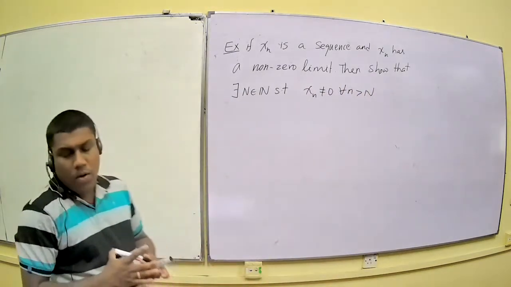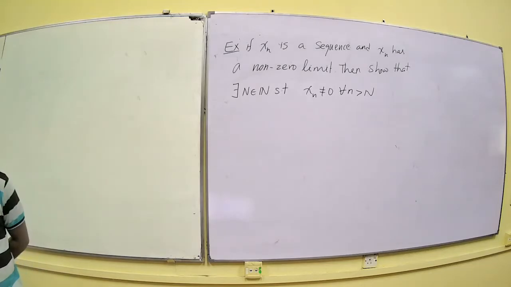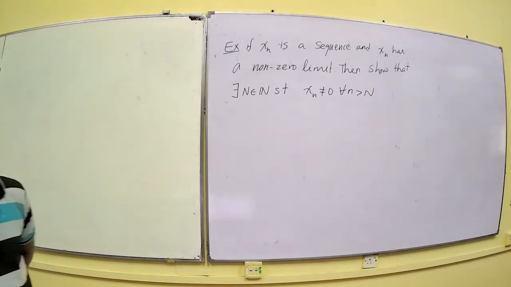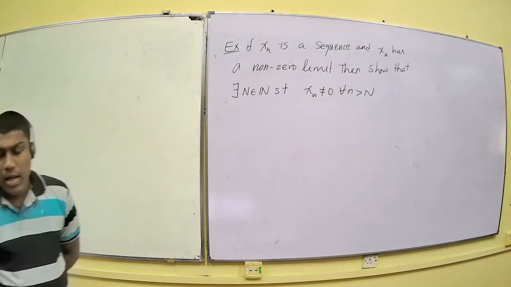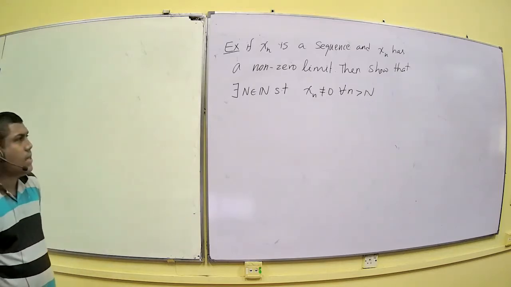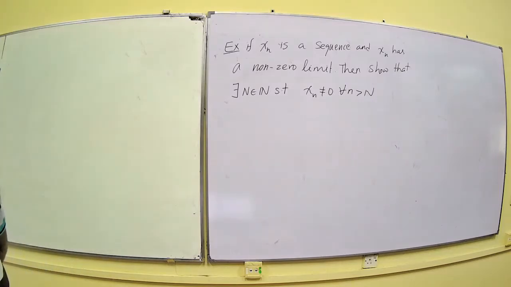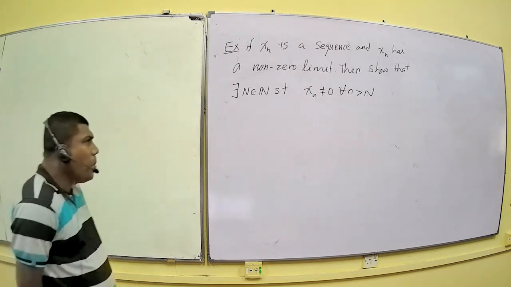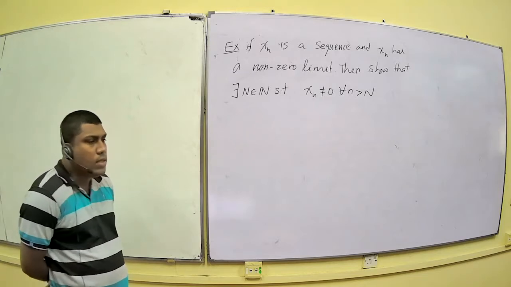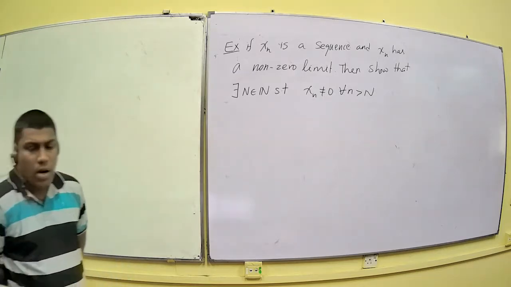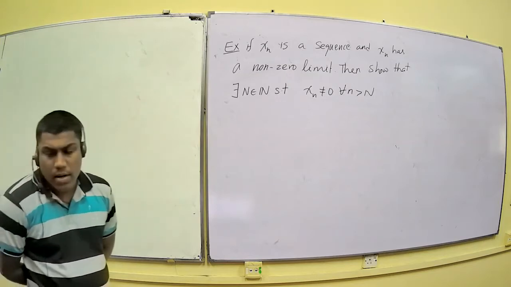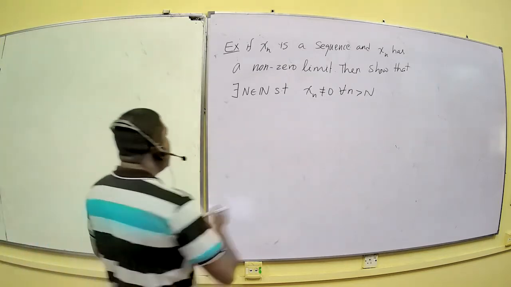Okay, so this exercise is about the relationship between a limit and certain values. It says that if the sequence has a non-zero limit, then after a certain n, all the components of the sequence should be non-zero. Then only the sequence will have a non-zero limit. So let us show this.